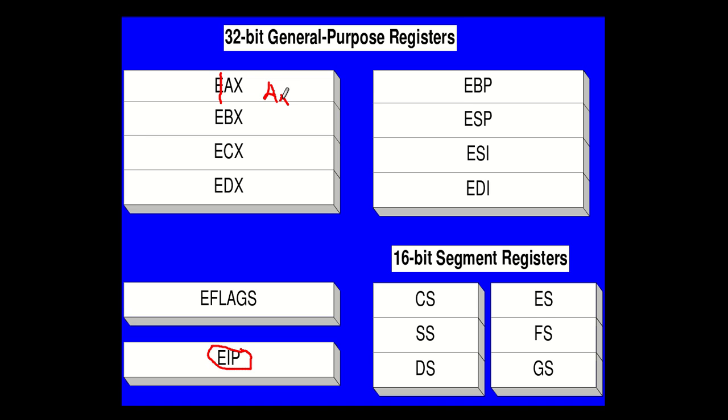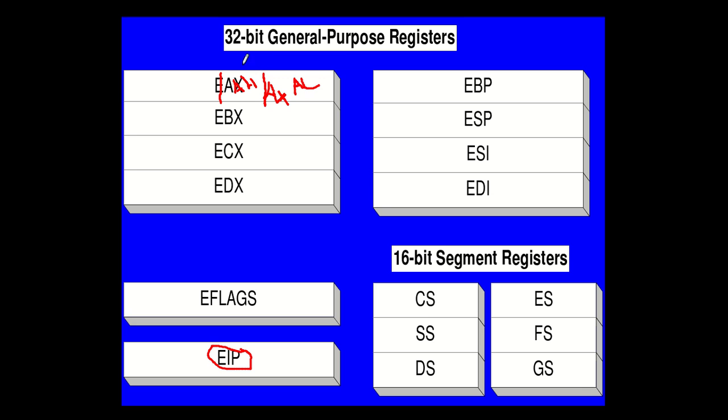AX, which is 2 bytes. 2 bytes are 16-bit. Then I can divide these 2 bytes into 1 byte each, which is AL, A low, and AH, A high, 1 byte each. So now, we can't apply that on all registers.